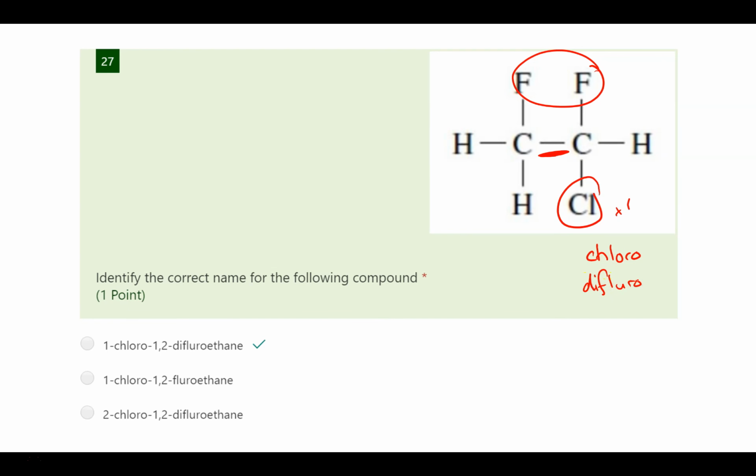Now, fluoro is after chloro in the alphabet, so chloro gets the precedence in naming if there's nothing else there. In this case, there's nothing else there. So the chloro is a 1. Simple. And that makes this one here a 1, 2. So what we end up with is 1-chloro-1,2-difluoroethane. And you'll note that all of our options here were down to the numbering. That's really what we were testing there.